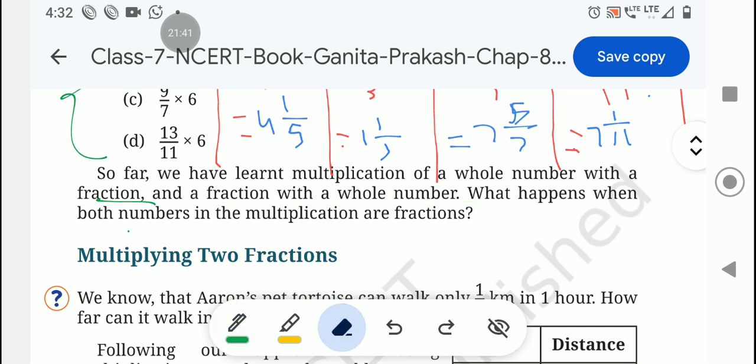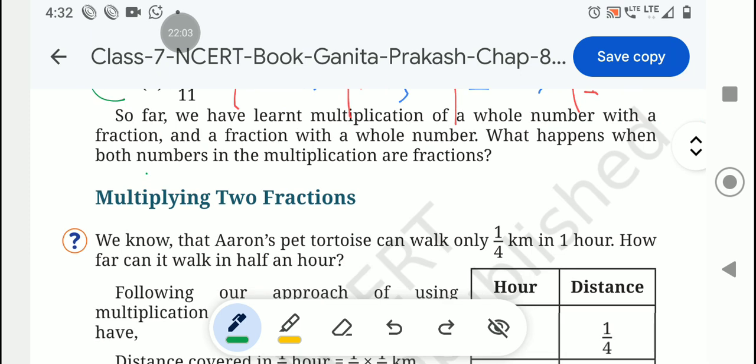Here they are telling us we have learnt multiplication of a fraction with a whole number. Now in the case where both are fractions, how can we multiply? It is very easy, and they'll tell that here. Multiplying two fractions.